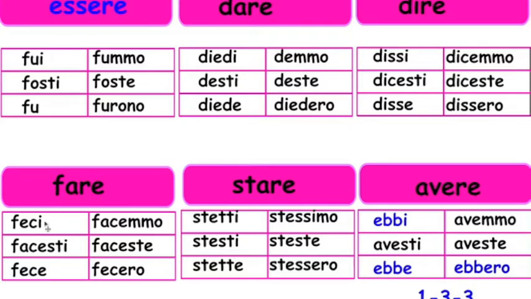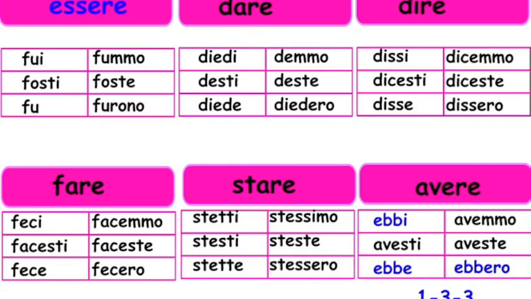Fare. Feci, facesti, fece, facemmo, faceste, fecero. Stetti, stesti, stette, stemmo, steste, stettero, to stay, and avere. Ebbi, avesti, ebbe, avemmo, aveste, ebbero. So there is a sense that first person, third person, and third person are similar, you see, in their irregularity, and then these are the ones left.